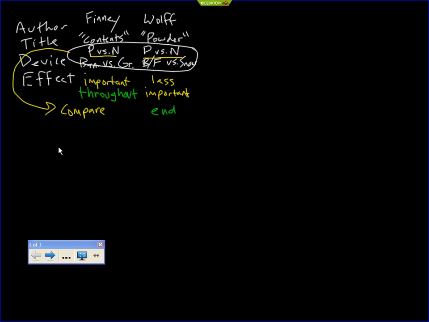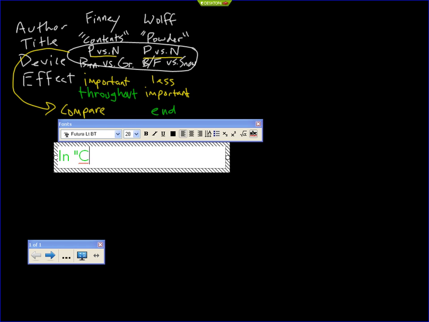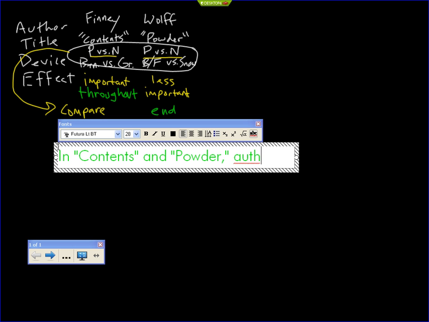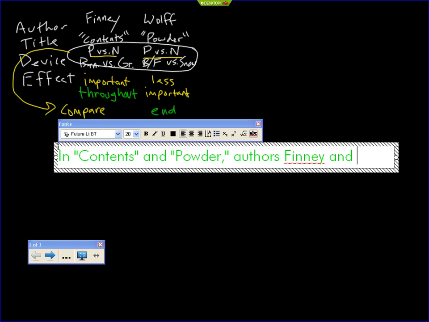How do we start? We start just like we did yesterday. In. By the way, I will just shorten this to contents, but you should not. Keep going, Haven. And powder. Yes, indeed. You need similarity and difference in this one statement, right? Okay, so what do you want to start with?